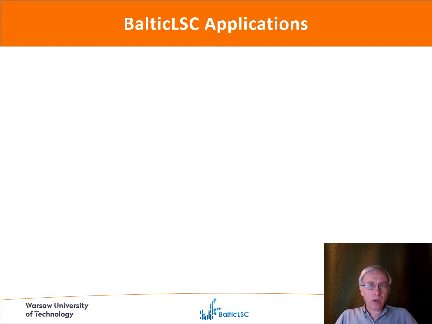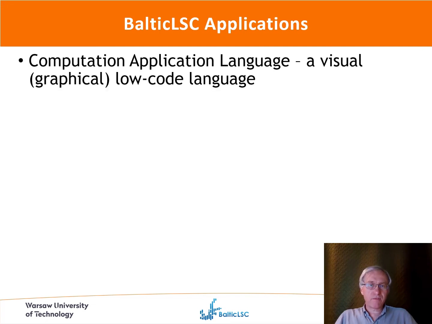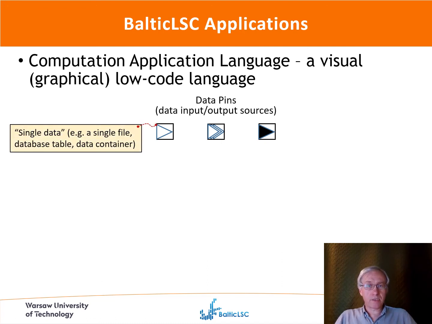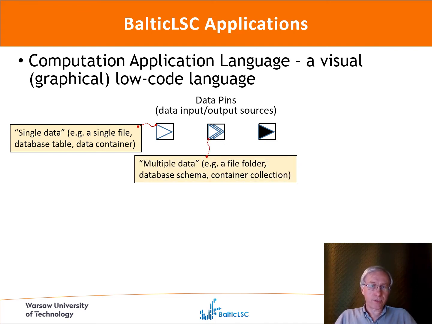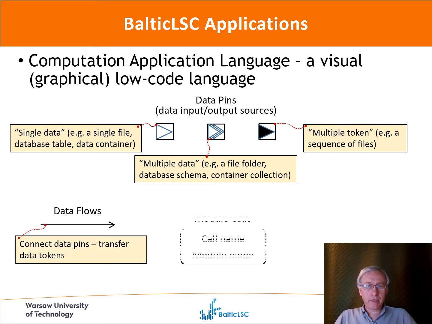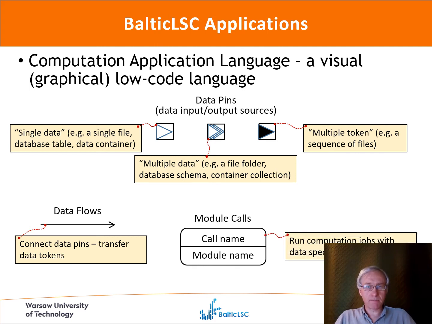Now, you might wonder how to write an application in CAL. CAL is a visual, low-code language, and it is very simple. It uses just three types of elements. First, we have data pins that define data sources. Single data pins define single files. Multiple data pins define folders of files. And multiple token pins define sequences of files. Second, we have data flows that connect data pins. And finally, we have modules or module calls that run computations with the data specified through data pins.